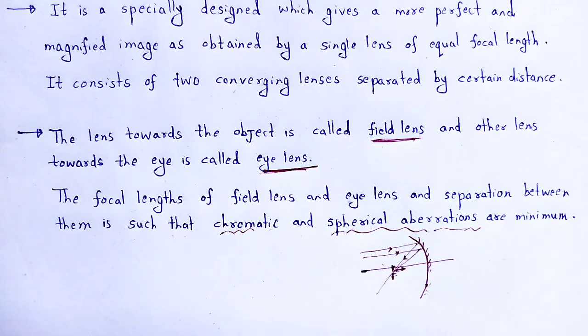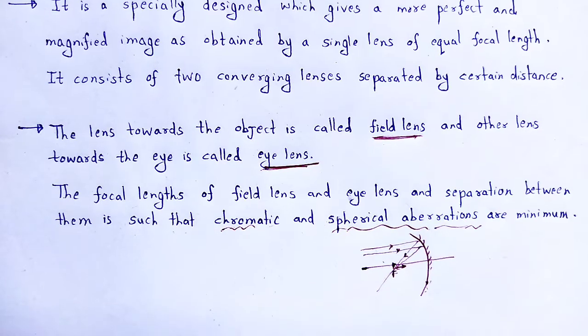Now, there are various types of eyepieces. Here we discuss Huygens' eyepiece and Ramsden's eyepiece. In this particular video lecture, we discuss Huygens' eyepiece, its construction and working. In the next video, we discuss Ramsden's eyepiece. Let's start.